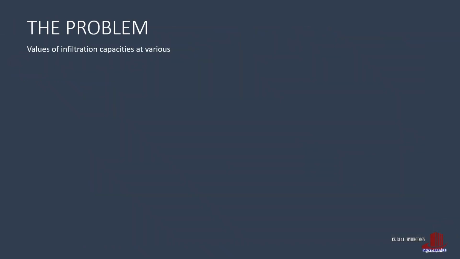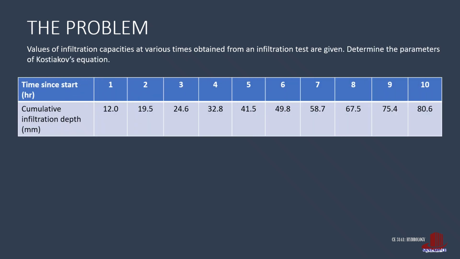Given the time since the start of storm in hours and the cumulative depth in millimeters, we are to look for the function using Kostiakov's equation. What we have are time, which is the independent variable, and the accumulated infiltration depth as the dependent variable.